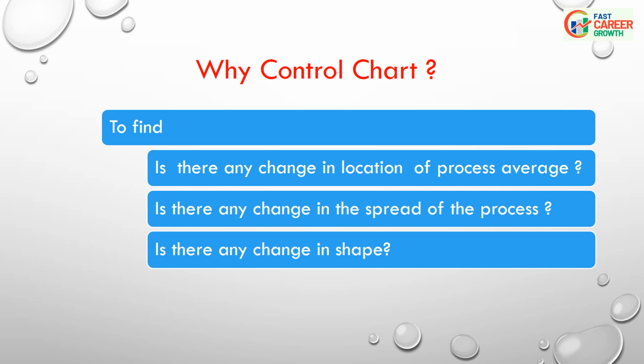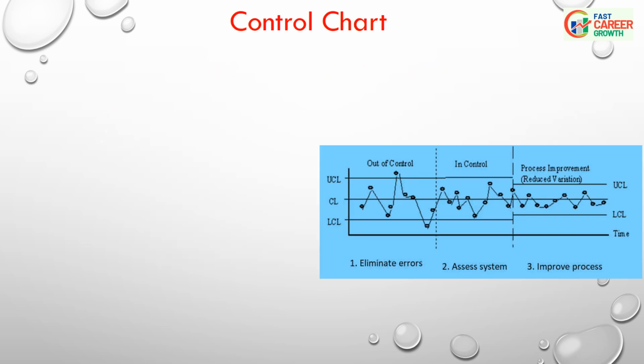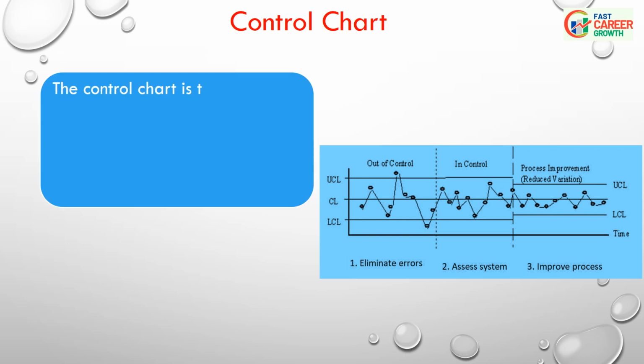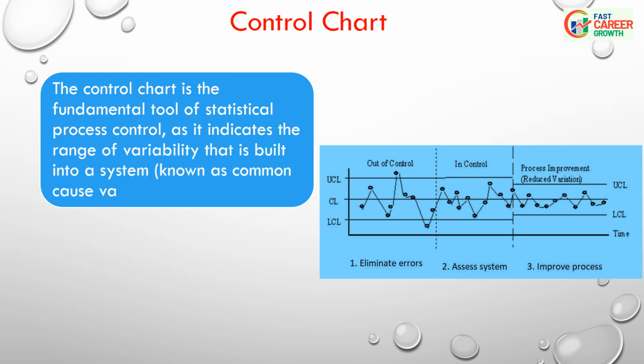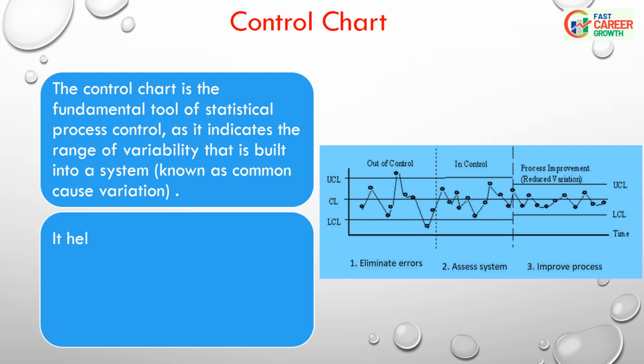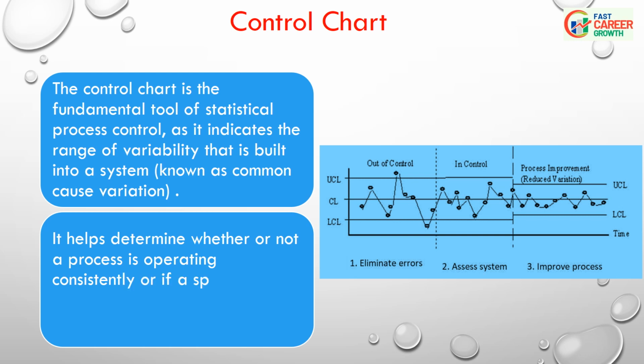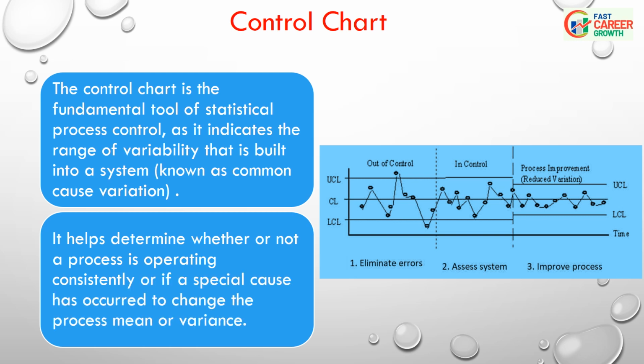Next is, what is a control chart? The control chart is the fundamental tool of statistical process control, as it indicates the range of variability that is built into a system, known as common cause variation. It helps determine whether or not a process is operating consistently or if a special cause has occurred to change the process mean or variance.